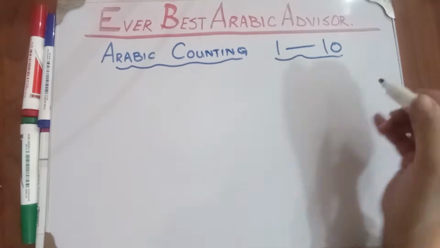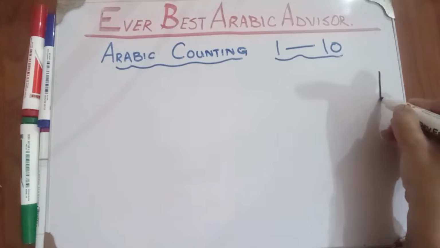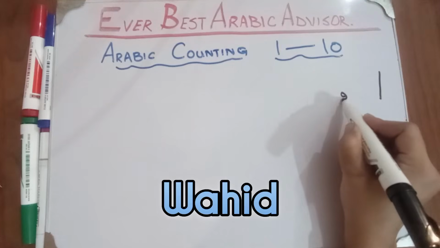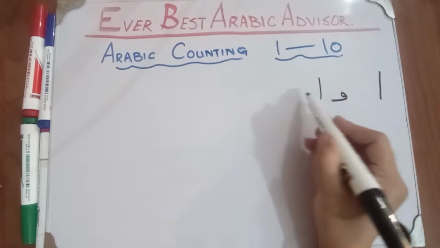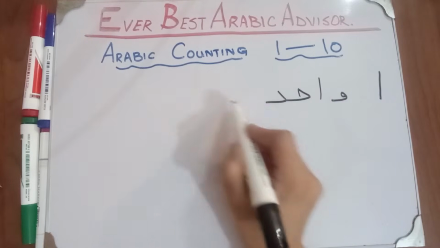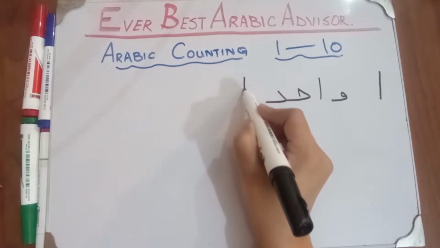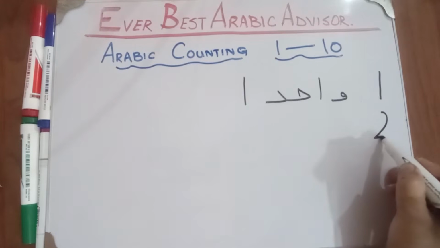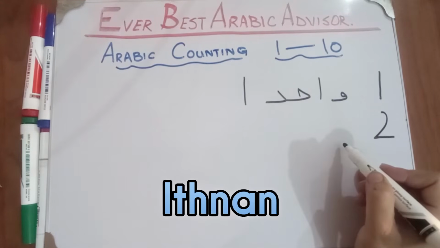Let's get started. For number one in Arabic, it's wahid. The word wahid: waw, alif, ha, dal. Wahid. And the digit is the same. One. For number two, it is isnan.